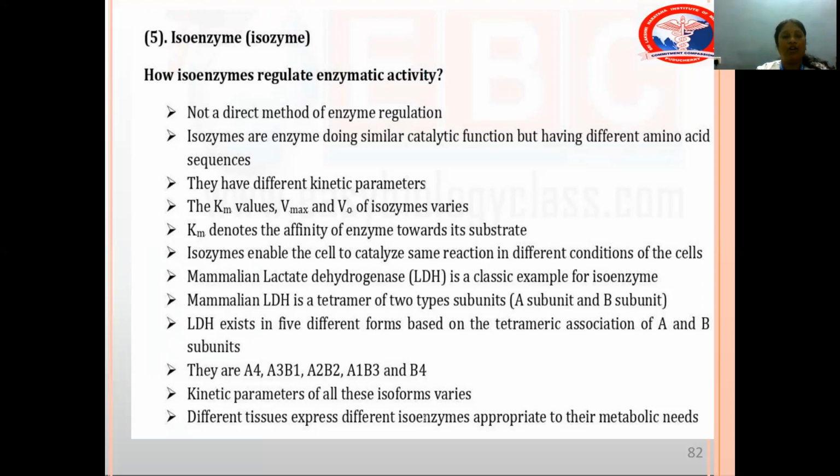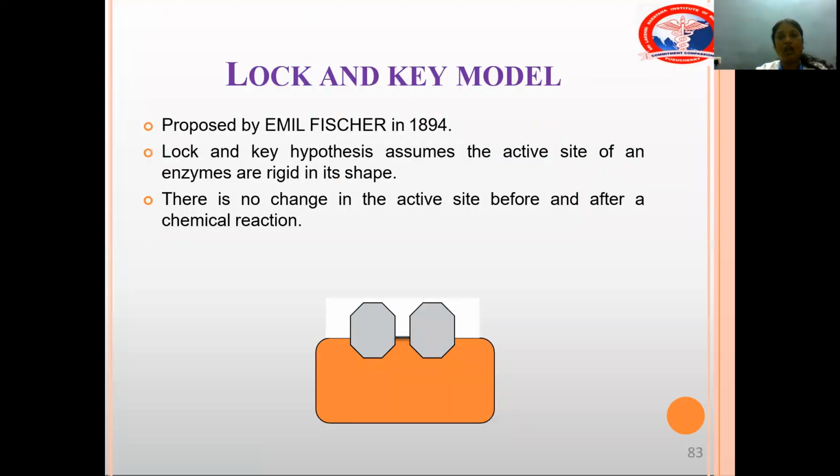Now we'll move to the models of enzyme mechanism. The lock and key model was proposed by Emil Fischer. It assumes that the active site of an enzyme is rigid in shape. Once the substrate molecule comes and binds to the active site of the enzyme, there is no reversibility of the reaction, and there is no change in the active site before and after the chemical reaction.